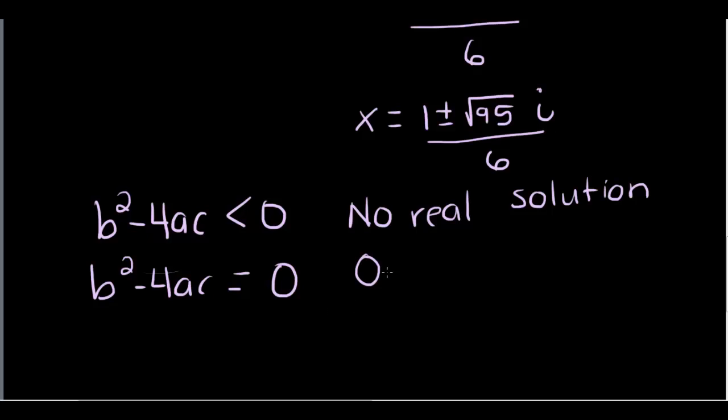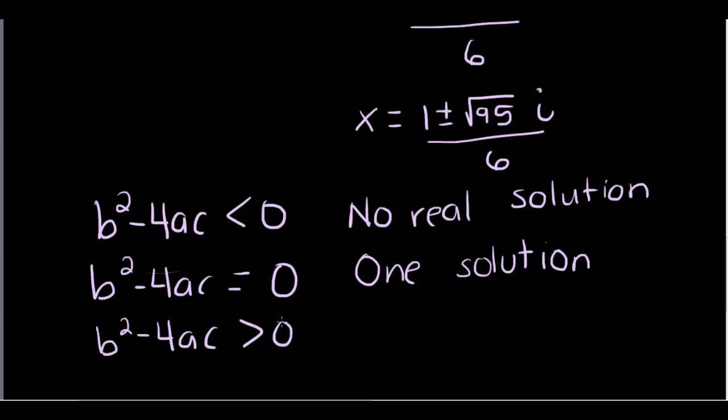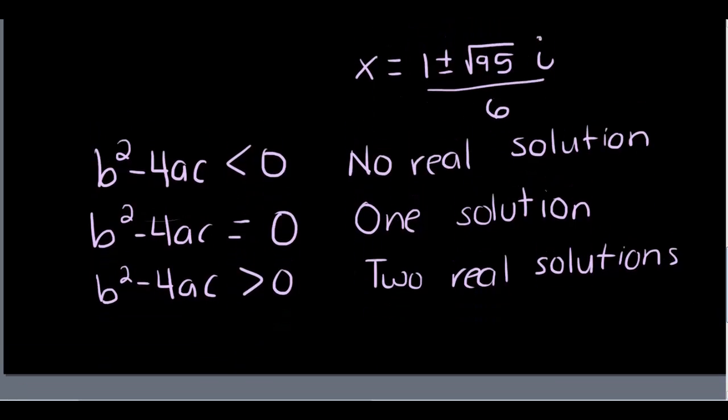That means that the graph is going to be on top of the x-axis. It doesn't matter if it's facing up or upside down. That's irrelevant. What matters is that there is one solution and that the graph is on top of the x-axis. And when the discriminant is greater than 0, then that means that we have two real solutions. So that means that the graph is going to cross the x-axis twice.